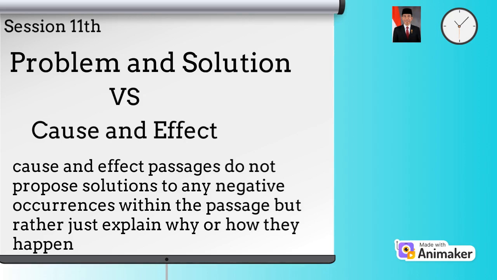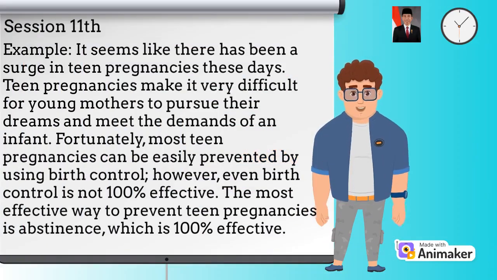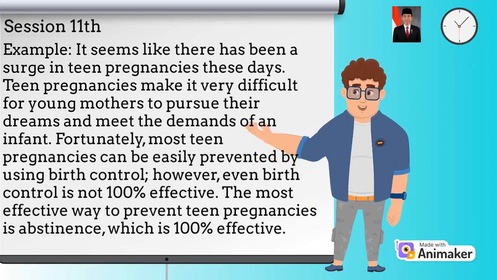The problem and solution text structure may seem like it would be easy to recognize, but it can be moderately difficult to identify because it is frequently confused with the cause and effect pattern of organization. Example: it seems like there has been a surge in teen pregnancies these days. Teen pregnancies make it very difficult for young mothers to pursue their dreams and meet the demands of an infant. Fortunately, most teen pregnancies can be easily prevented by using birth control.